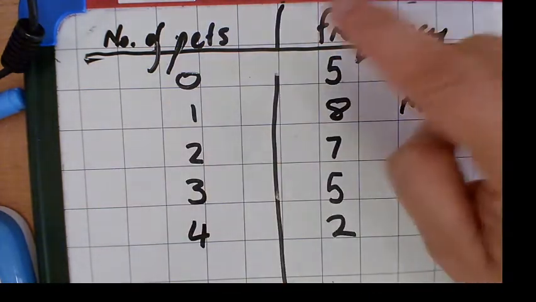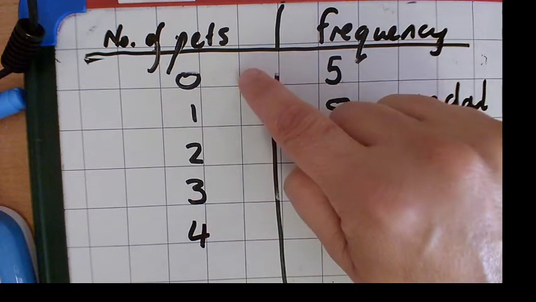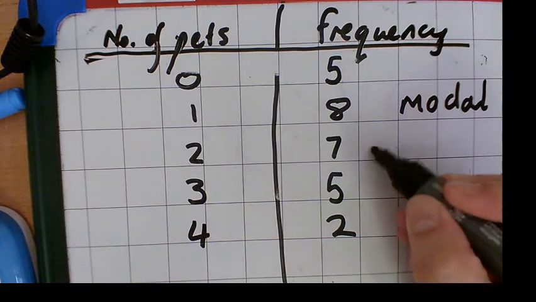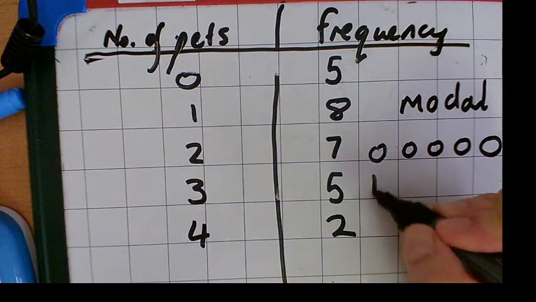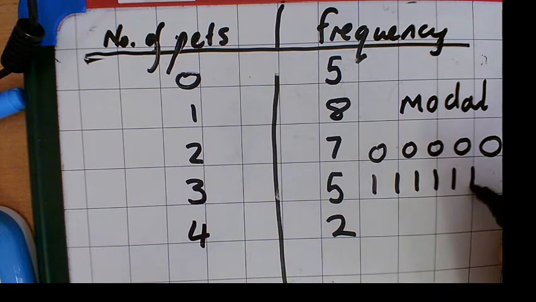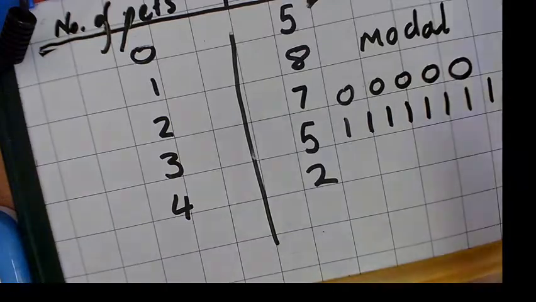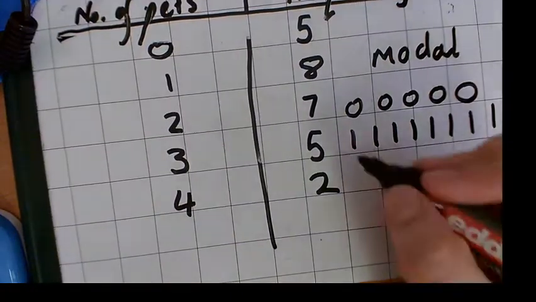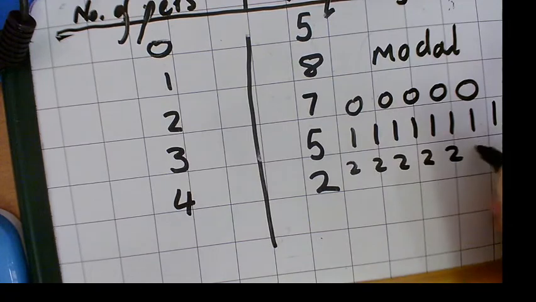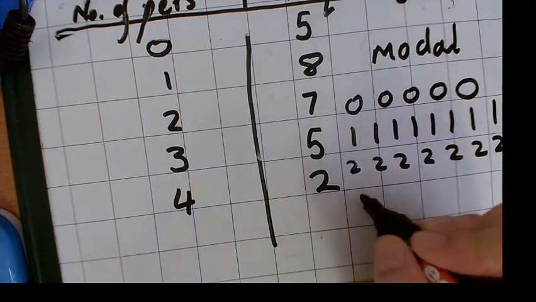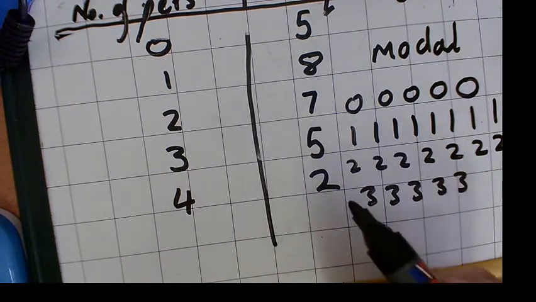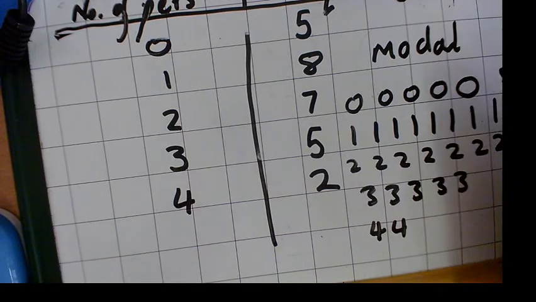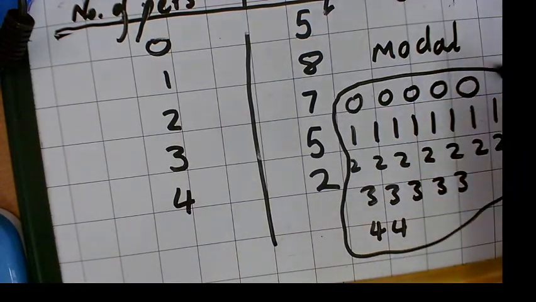Now remember, this is a table. 5 children said they had no pets. So if I wrote the table out, I would have 0, 0, 0, 0, 0. I'd have 5 zeros. Then I would have 8 ones. 1, 2, 3, 4, 5, 6, 7, 8. Move it across a bit. Then I would have 7 twos. 1, 2, 3, 4, 5, 6, 7. Then I would have 5 threes. 1, 2, 3, 4, 5. And I would have 2 fours. That is the data that I've summarized in the table.